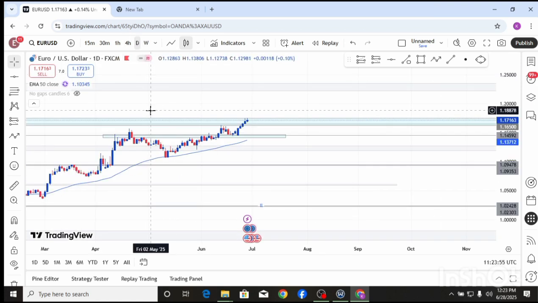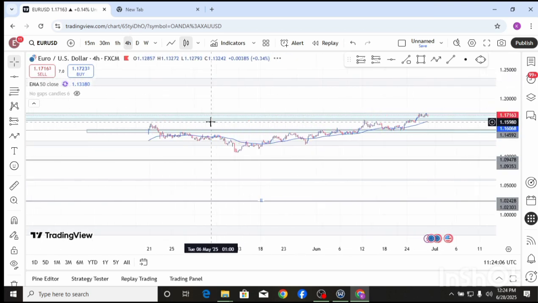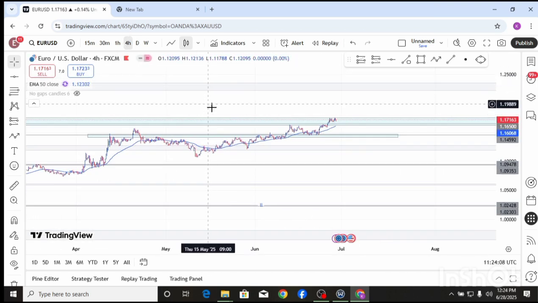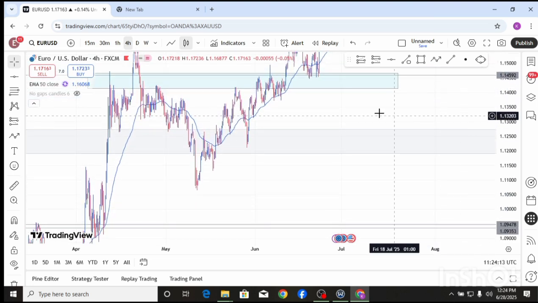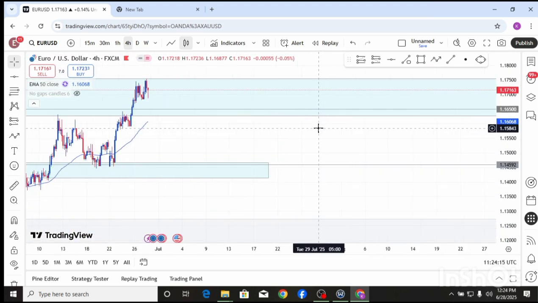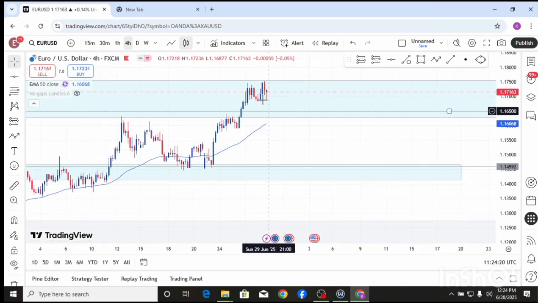So on the daily, the market is bullish. The market has been respecting this zone here for a while. Then it finally broke above it, retested and continued to the upside. So it's still bullish on the 4-hour candlestick. We are seeing that the market on the 4-hour is bullish too. So now we're expecting the market to have a pullback down to this round psychological level here to reject the EMA and then continue to the upside.